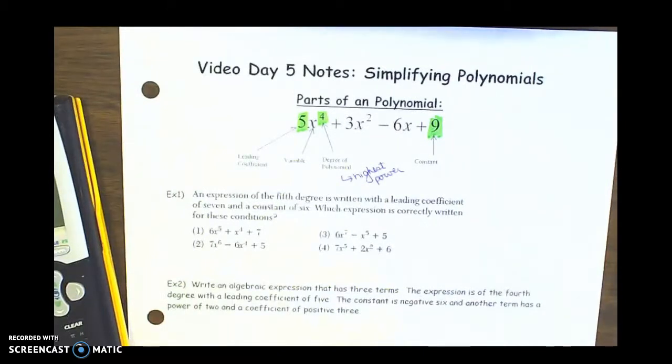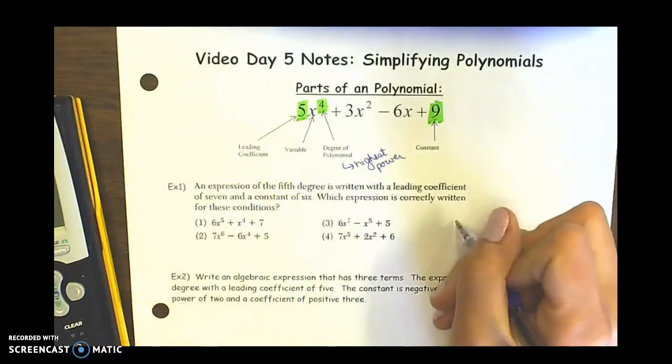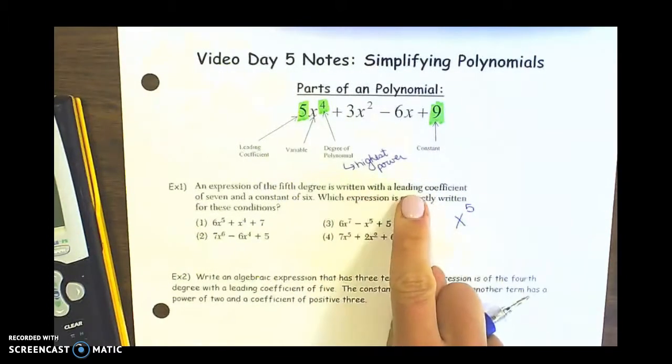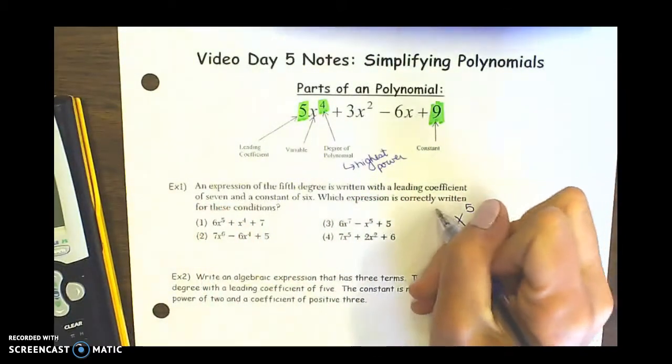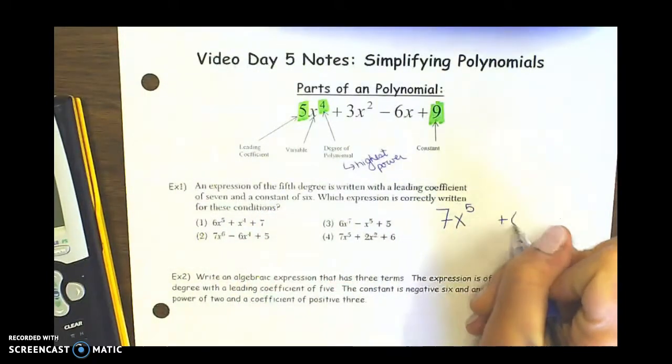Let's try a couple problems here. Our first example: an expression of the 5th degree is written with a leading coefficient of 7 and a constant of 6. Which expression is correctly written for these conditions? Let's reread it. An expression of the 5th degree, so the degree is the highest power, so this is going to be x to the 5th power, is written with a leading coefficient of 7, so 7 goes in front of it, and a constant of 6, so 6 is going to be added to it.